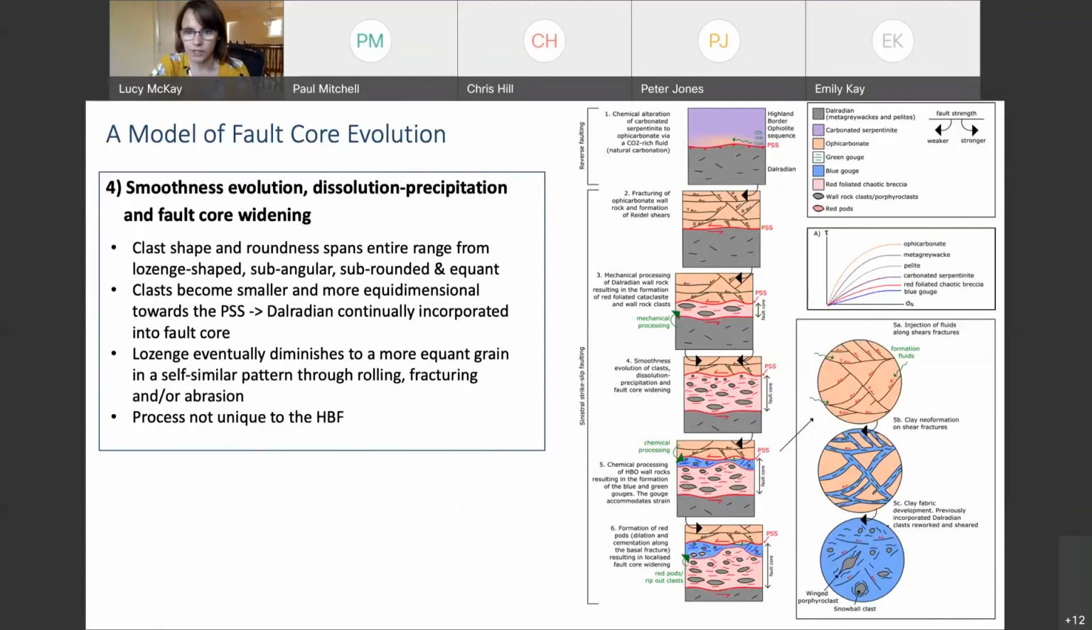And I've shown that the Dalradian clast size and roundness spans the entire range from this lozenge shaped to subangular to subrounded to subequant clasts in the blue gouge, and finally to the small rounded circular clasts in the green gouge. So the clasts therefore become smaller and more equidimensional towards the principal slip plane, suggesting that the Dalradian continually becomes incorporated into the fault zone. And this process of the clasts becoming incorporated into the fault zone, plucking off the walls, is not unique to the Highland Boundary Fault and occurs in many fault zones across the world.